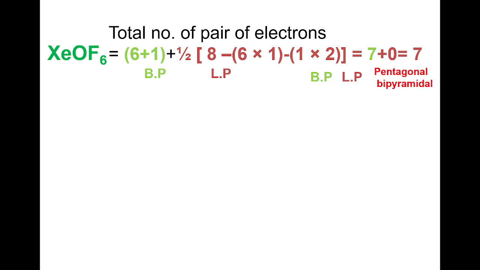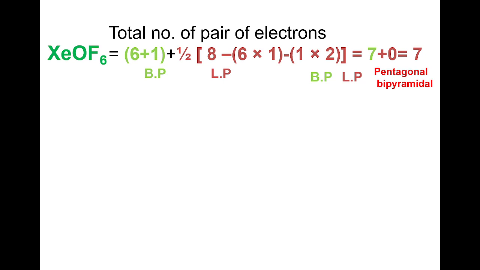So in this case, with more than one type of surrounding atom, you have to take account of all the surrounding atoms. In the calculation of lone pairs of electrons, you have to subtract all the factors of the surrounding atoms.